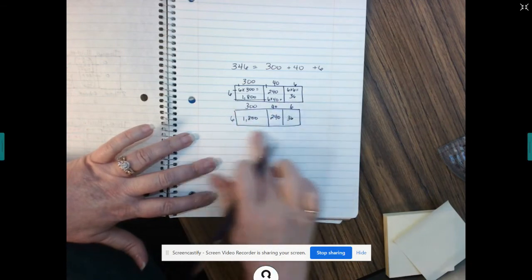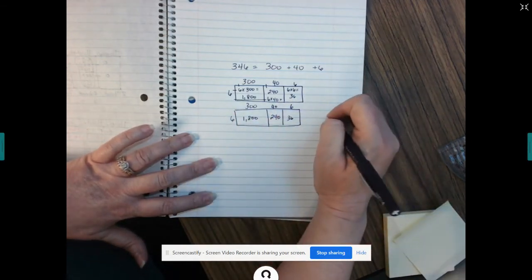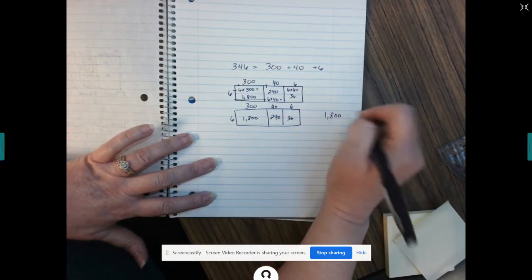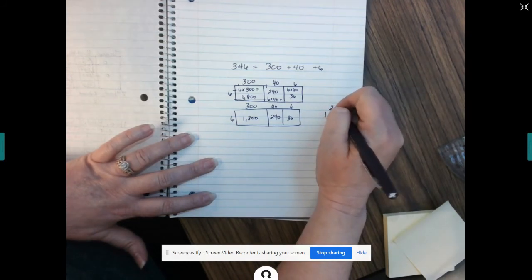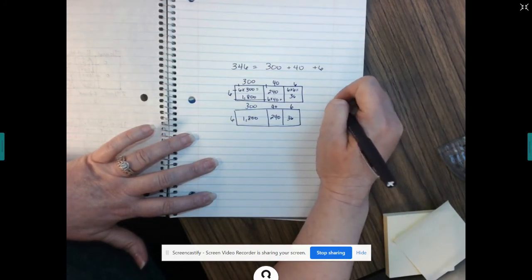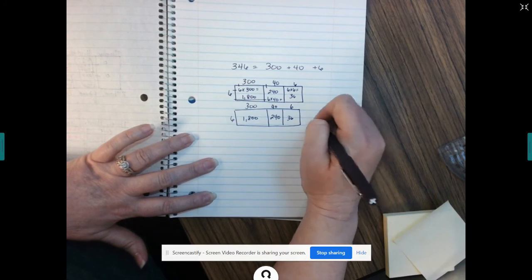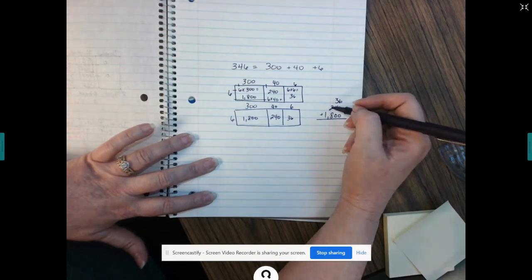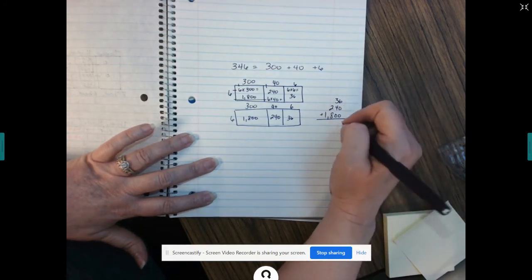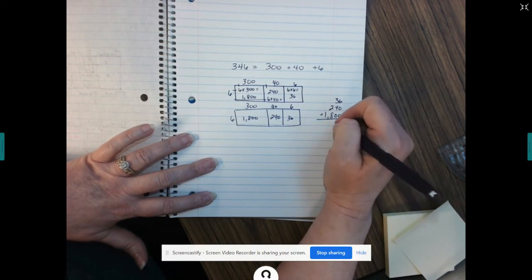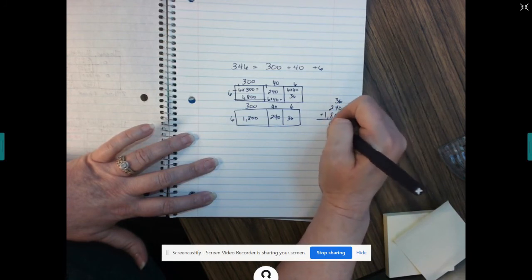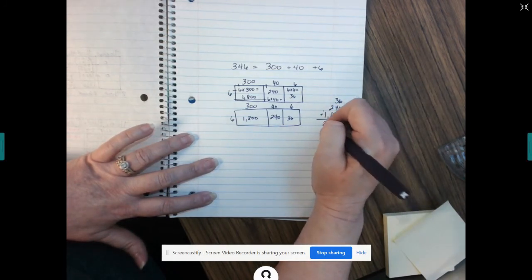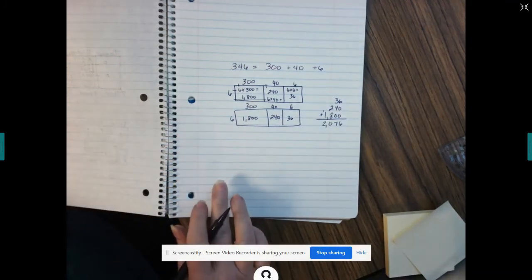So to get our total product, we need to add again 1,800, 240, and 36. It's really important that the kids line up their digits so that the ones places line up, and the tens and the hundreds and the thousands. So 6 plus 0 is 6, 3 plus 4 is 7, 2 plus 8 is 10, and we regroup that one, and 2,076.